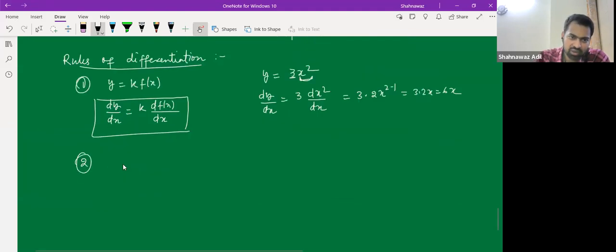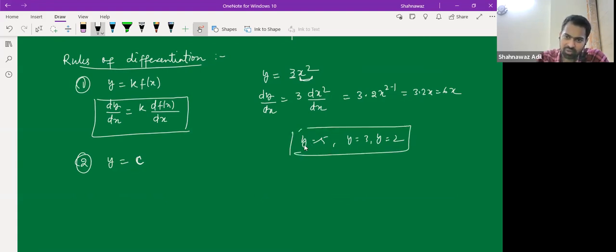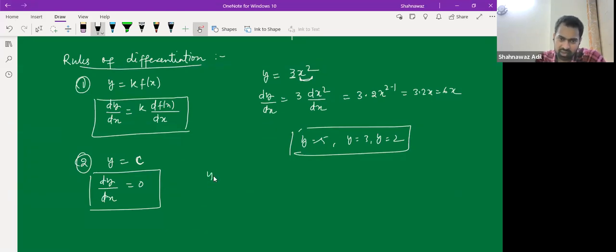The second rule is the differentiation of a constant term. So y is some constant term, right? Let's say y is 5 or y is 3 or y is 2. So these kinds of terms. For these cases, the differentiation would be simply 0. Differentiation of a constant term is 0, right? And let's say that y is 5. So the differentiation of 5 would be 0.